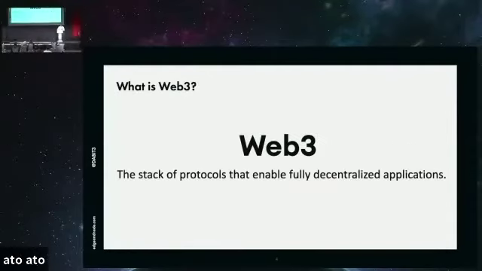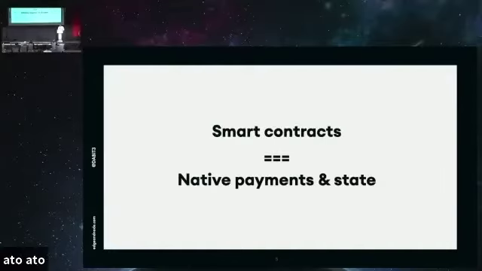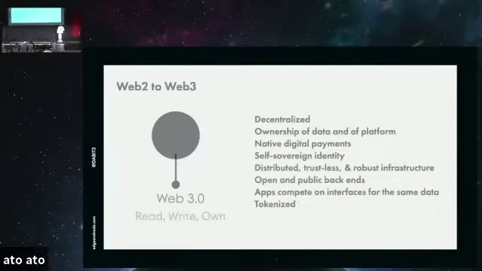So the way I defined Web3 before is a stack of protocols that enable fully decentralized applications, and that's what we're going to be diving into a little bit more today. What are these different protocols and how do they work? And then I also defined Web3 as a combination of all of the different stacks that we had in the past, and then we're also adding in smart contracts, which enable these native payments and native state. And what we're going to build out is a really basic application that implements some of this technology.